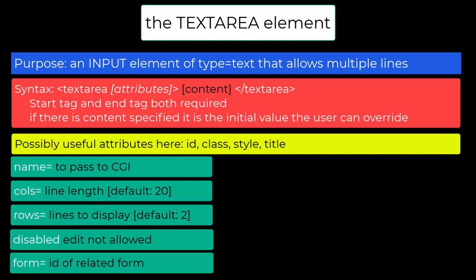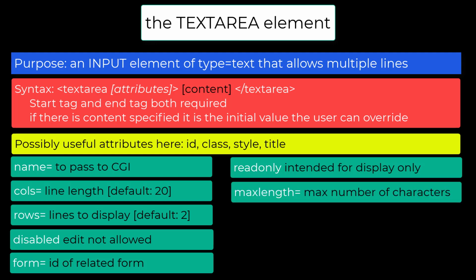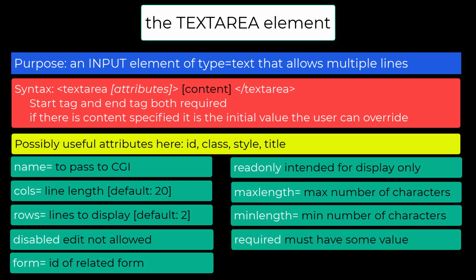Form specifies the ID of the related form if this element is not physically contained in the form itself. Read only, another Boolean attribute. It indicates that this control is intended for display only. Max length is the maximum number of characters allowed in the value. Min length is the minimum number of characters required. Also required is a Boolean attribute. It says the user must specify some value.